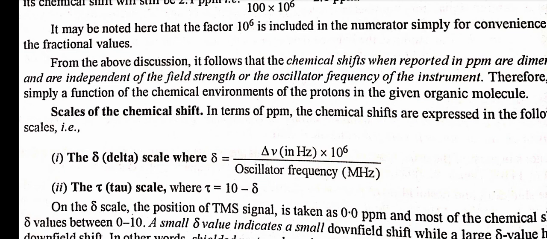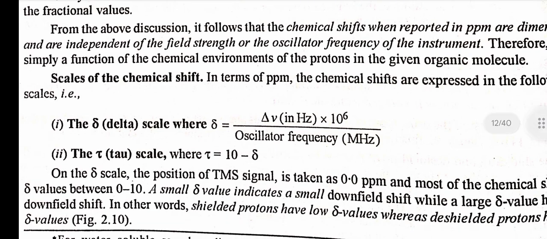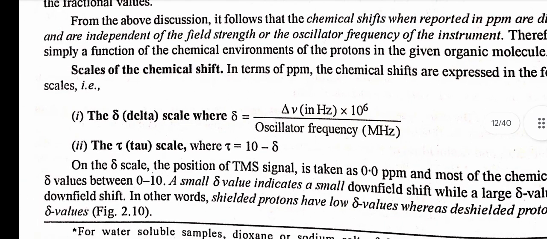Scales of the chemical shift. In terms of ppm, the chemical shifts are expressed in the following two scales. The delta scale, where delta is equal to delta nu in hertz times 10 to the power 6 upon oscillator frequency. The tau scale, where tau is 10 minus delta.